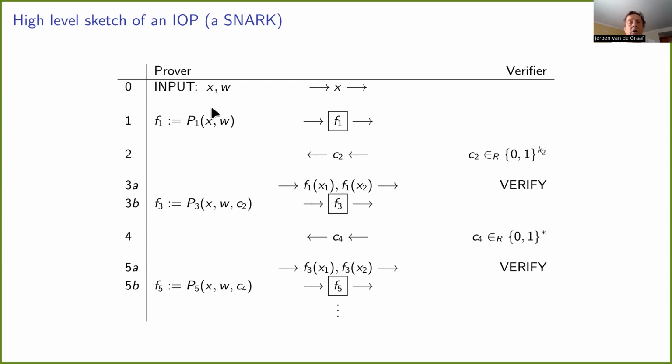But as a function of X and W, the prover will produce a first oracle, which will be sent to the verifier. The verifier now issues a challenge, and as a result of the challenge, the prover will open parts of the oracle, part of the commitment, if you wish, and this process repeats. So this is the high-level idea of an IOP, and it is always the high-level structure of a SNARK. You must think of a SNARK as an interactive protocol between the prover and the verifier.